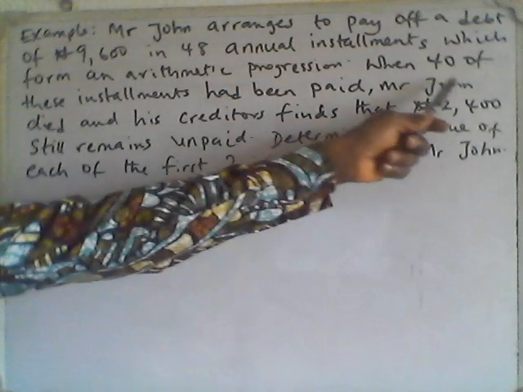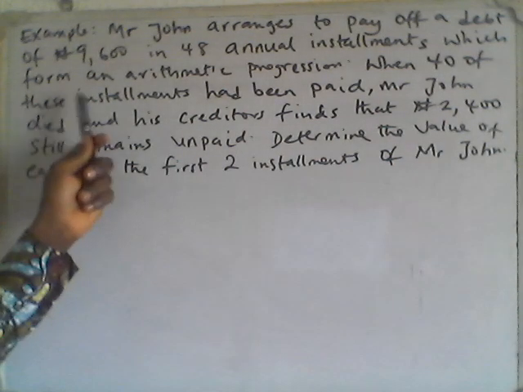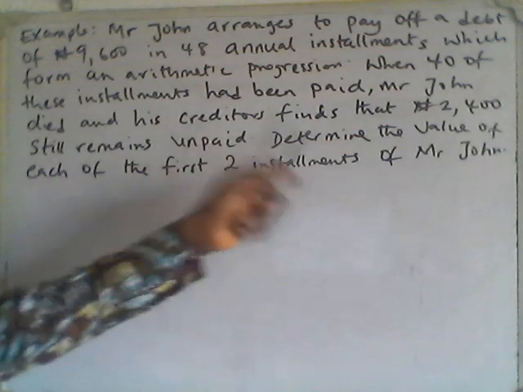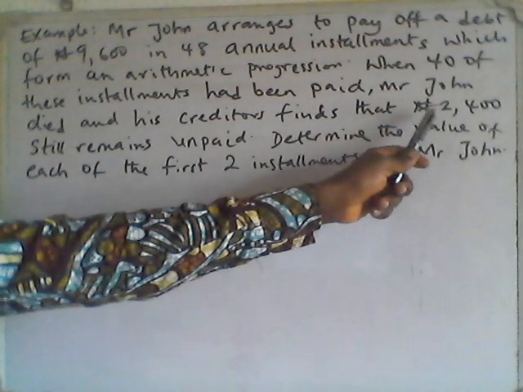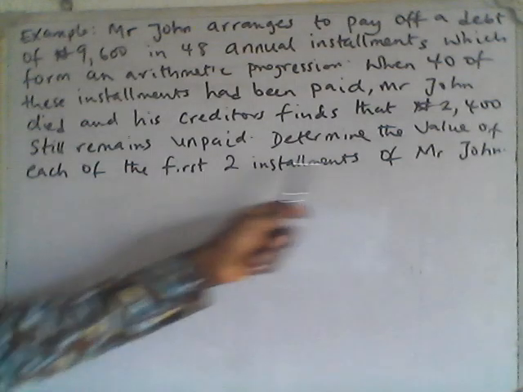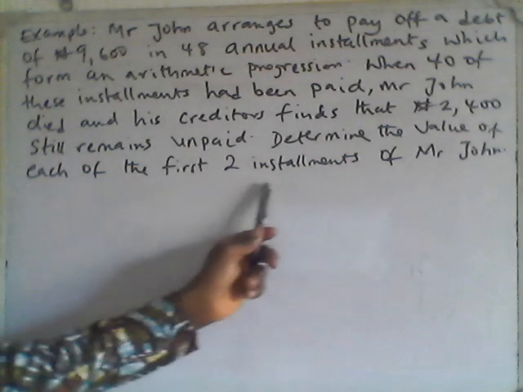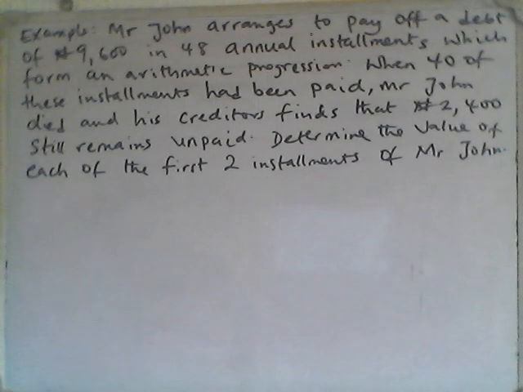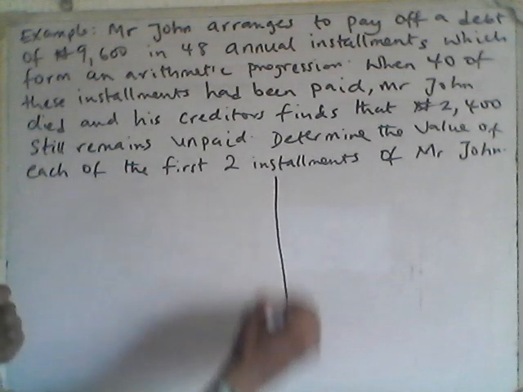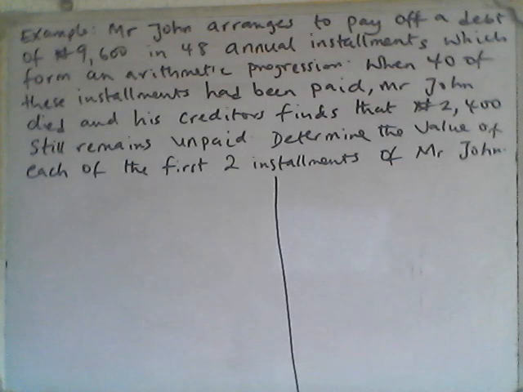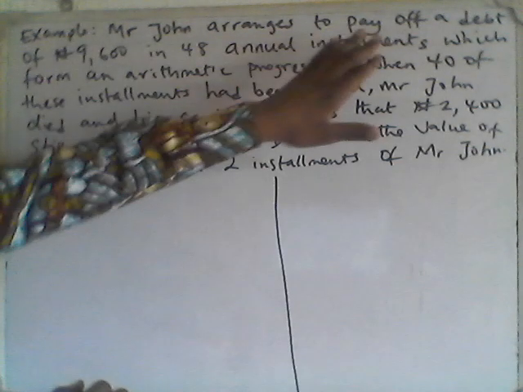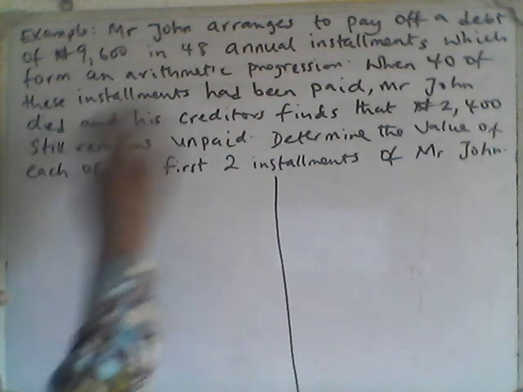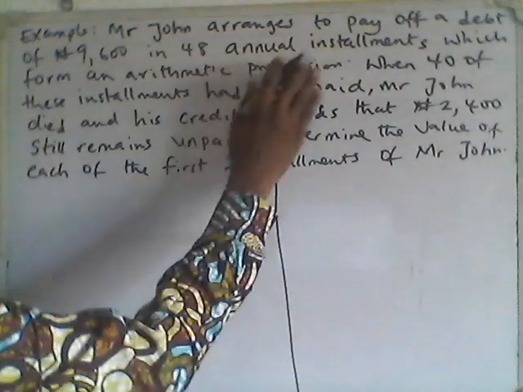So when 40 of these installments have been paid, Mr. John died and his creditors find that 2,400 still remains unpaid. Determine the value of the first two installments of Mr. John. This is quite lengthy, but we need to understand the principle it operates on. First of all, I have the first statement here. It said Mr. John arranged to pay off a debt of 9,600 in 48 annual installments. So, given information that it forms an AP.